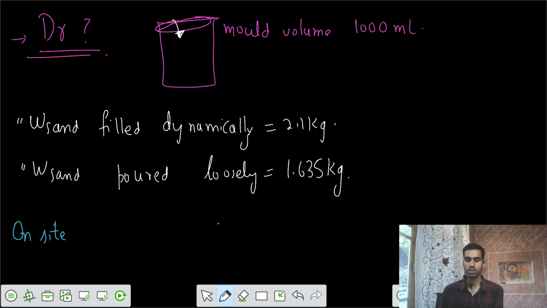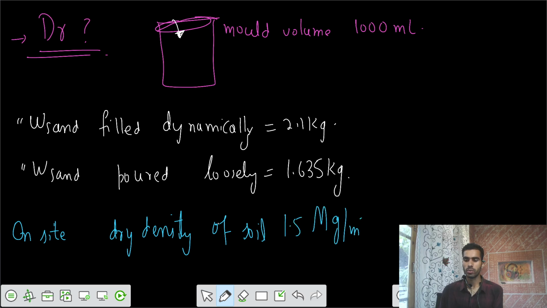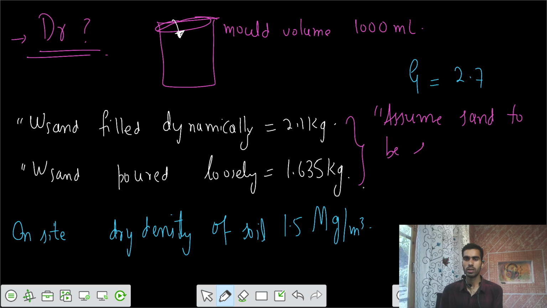On-site condition, we have a dry density of soil. The dry density of soil is 1.5 megagrams per meter cube, and the value of specific gravity of soil solids is 2.7. It's mentioned to assume the sand to be saturated.